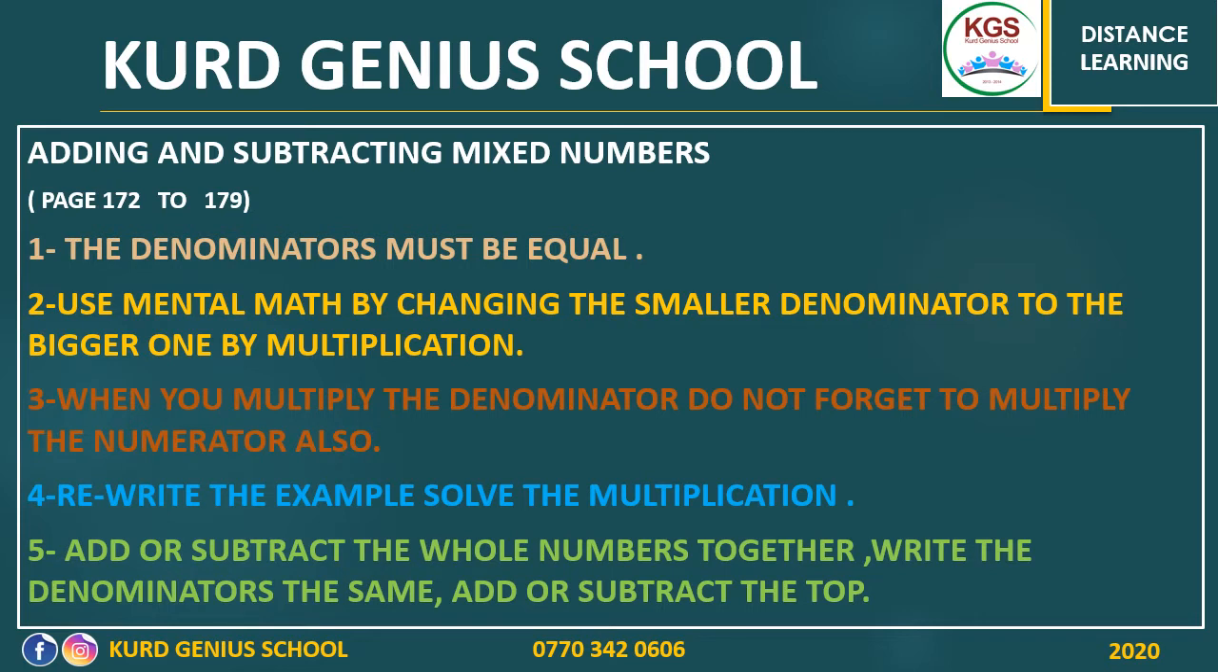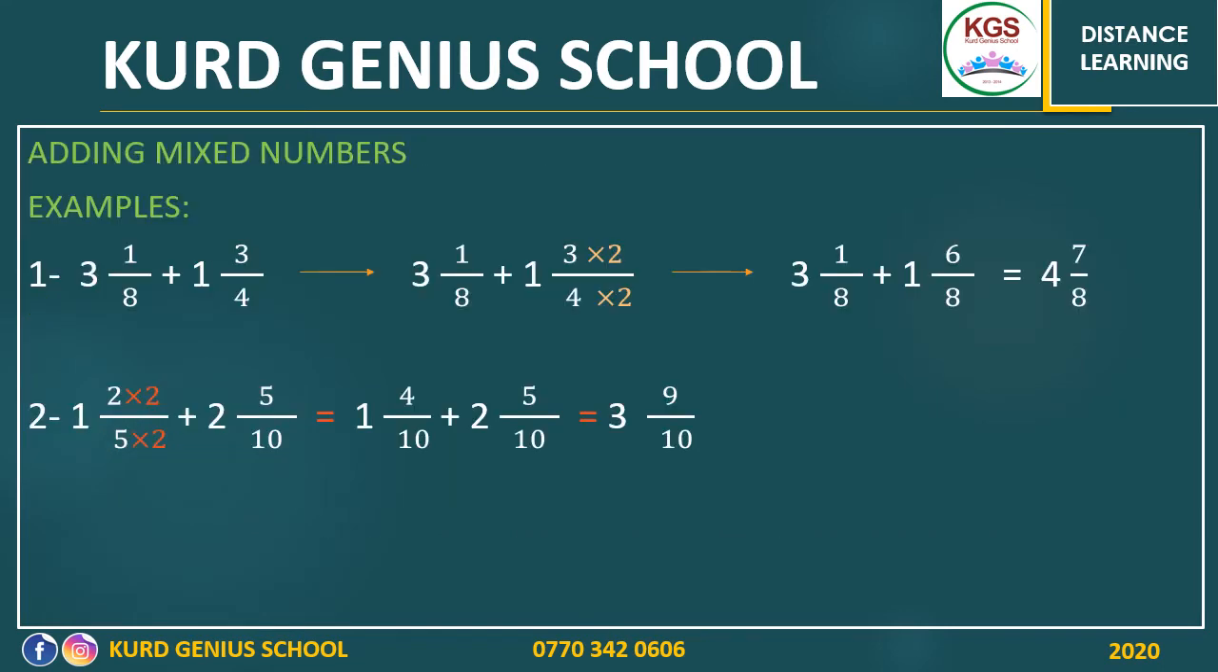And you know how to add or subtract fractions from the previous lesson. You're going to add the top or subtract the top and then rewrite the denominator the same. Always the denominator should be the same. Add or subtract the top. Move on to the examples. For adding mixed numbers, I solved 4 examples for you.